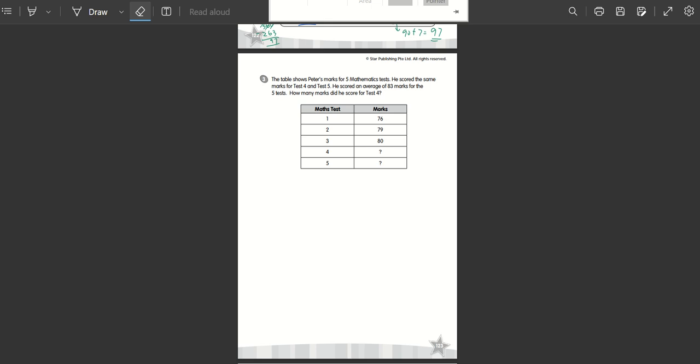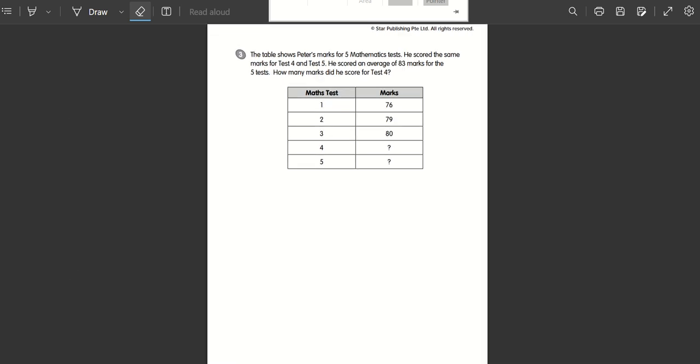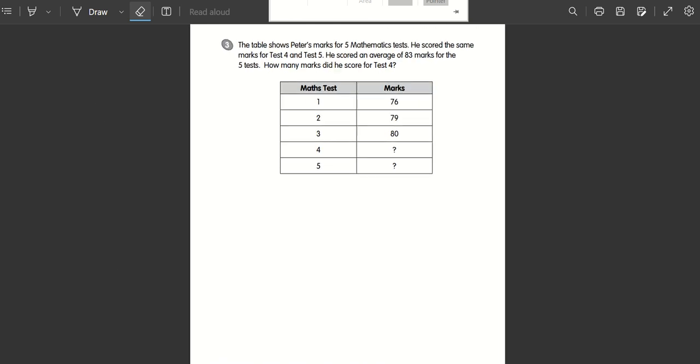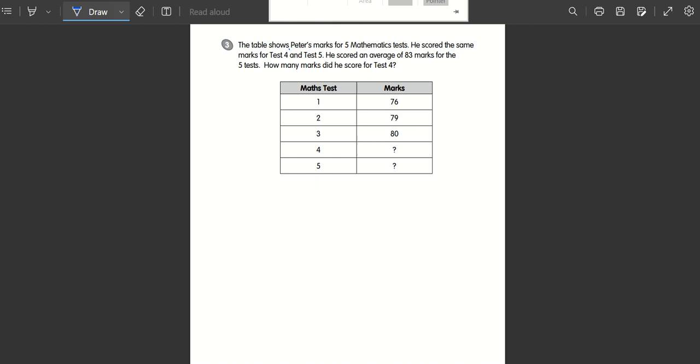Alright, here we are at page 123 of our workbook. This is question 3 of our level 2 problems on the topic of average. Let's take a look at this one. Here it says the table shows Peter's marks for 5 mathematics tests.